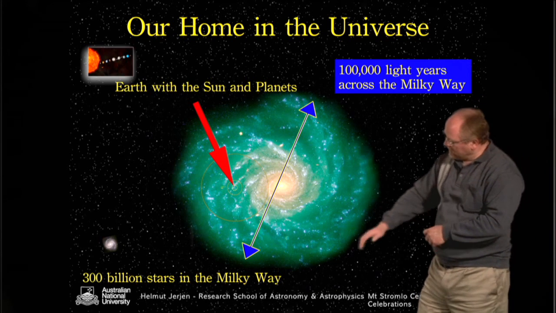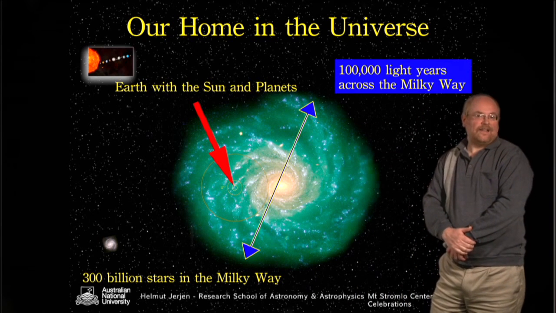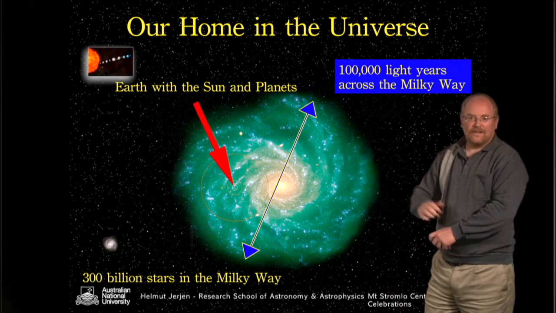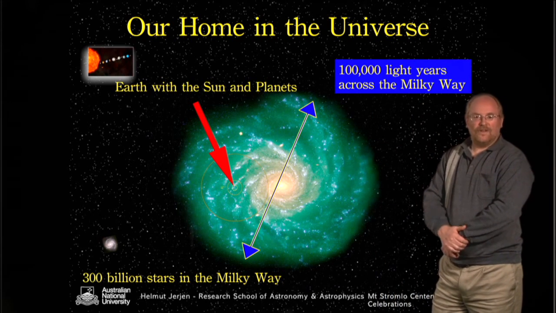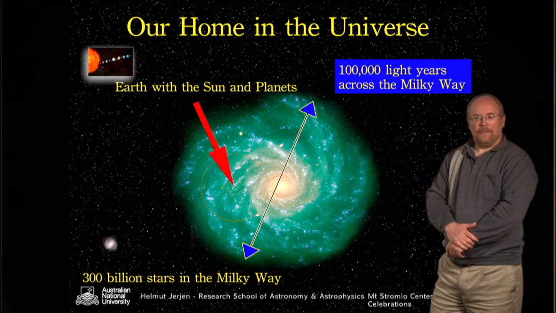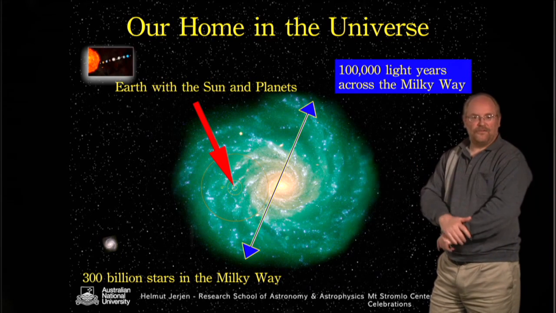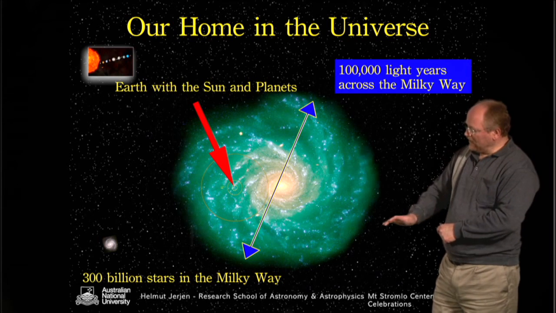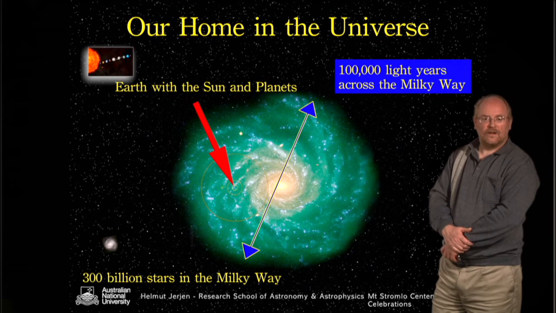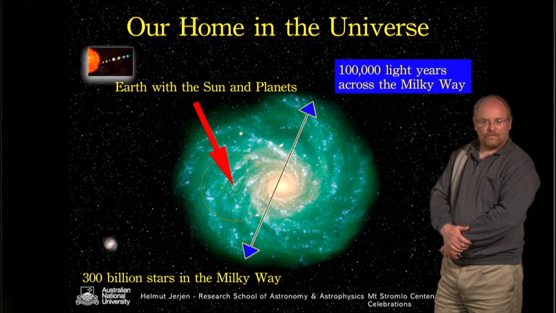So if you live here, and you have a friend and you want to communicate over there, it takes 100,000 years to get the message across. And it takes another 100,000 years to receive the answer. A Milky Way, a galaxy, every single galaxy that I showed you before, essentially consists of huge numbers of stars. In the case of the Milky Way, it will be of the order of 300 billion stars. This is making up a galaxy like our Earth.